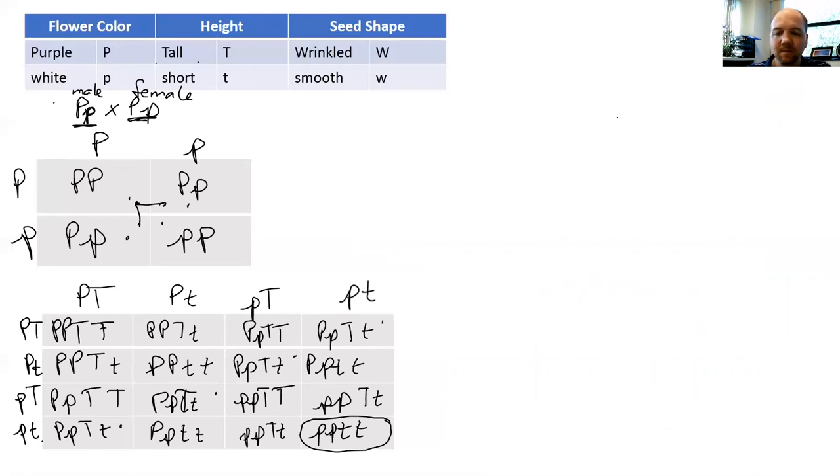So let's start with an easy one. Let's start with one individual that is purple, heterozygous for purple, heterozygous for tall, and heterozygous for wrinkled.